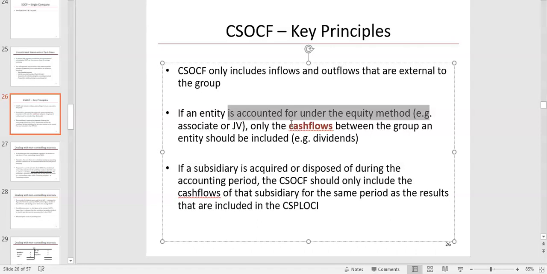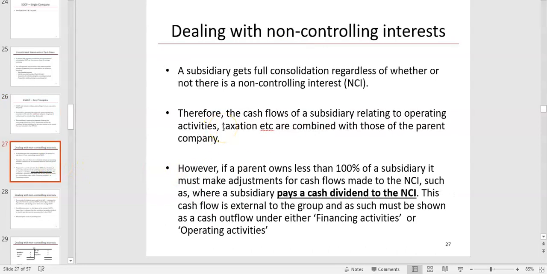Likewise, if a subsidiary is acquired or disposed during the period, you're only interested in cash flows post-acquisition. So all of the same principles we apply to the P&L and the statement of financial position, they are applicable here as well. And we're going to start then by looking at the non-controlling interest.